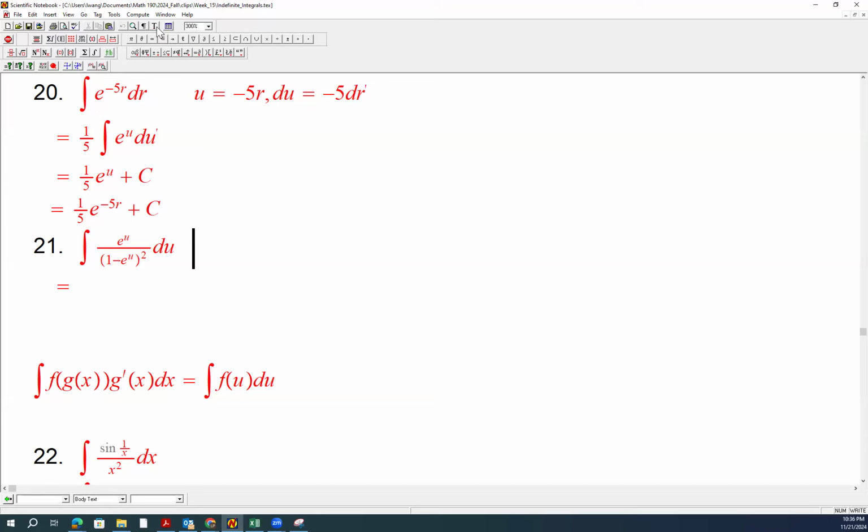Okay, so this time I'm going to assume, okay, this is with respect to u, right? So we cannot introduce another u. And be aware, how about we use w? Okay, w equals 1 minus e raised to the power u, right? So dw equals negative e raised to the power u du.